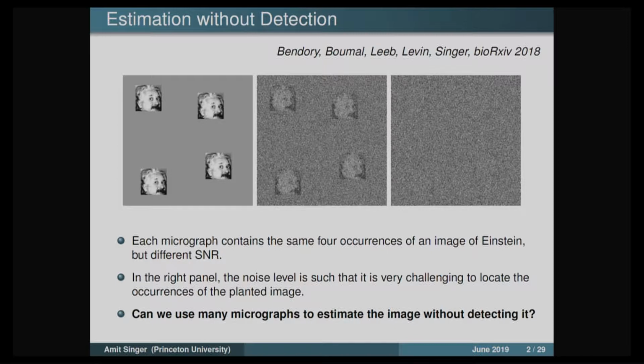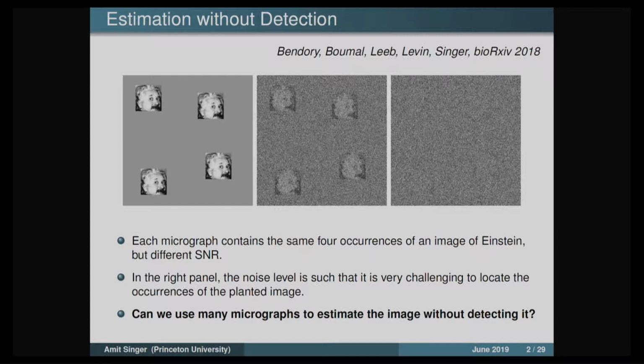The first thing that I want to convince you of is that even at such high noise levels, where what is called particle picking, particle selection, or image selection is impossible, we can still reconstruct the underlying planted image. And the reason we can do it is because it appears many times. Obviously, we're not going to do it from just one micrograph, one big image like I'm showing you here on the right, but from many, many noisy micrographs.